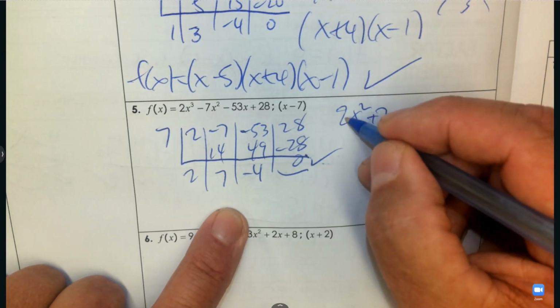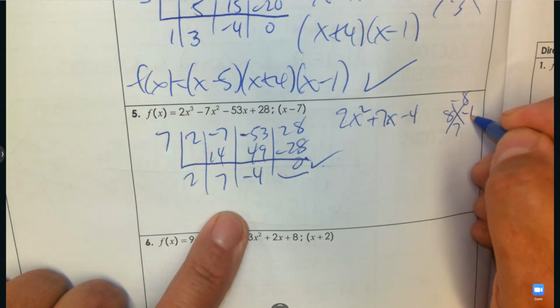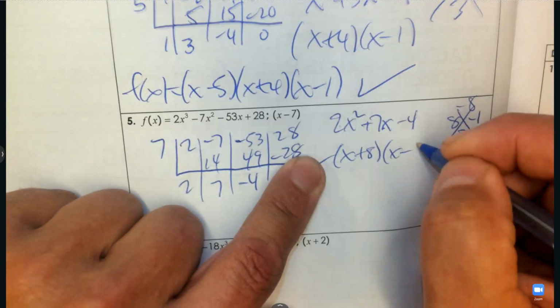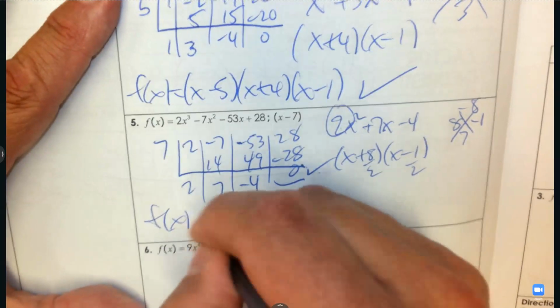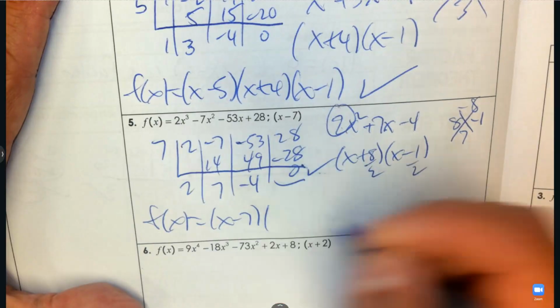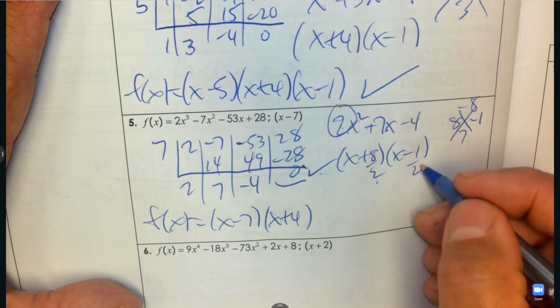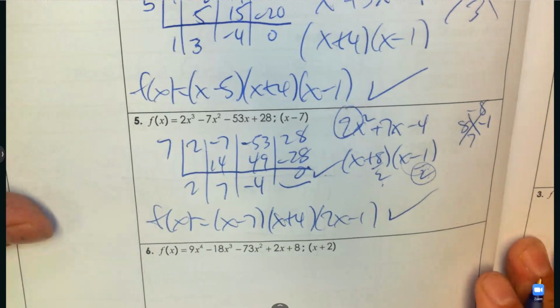To do this, the first number times the last number, and the two numbers that fit are 8 and negative 1. Then I'm going to divide by 2, and then I have my answer. So I have my original factor, which is x minus 7. Then 8 divided by 2, that's 4. And then 1/2 is in lowest terms. Slide the 2 in front, and you have all the factors.